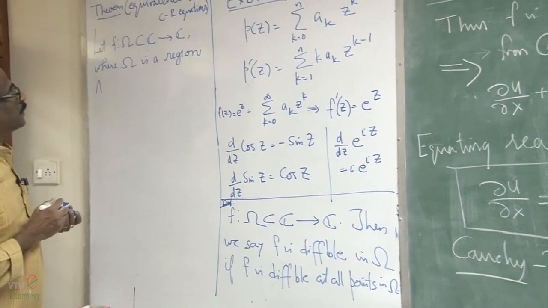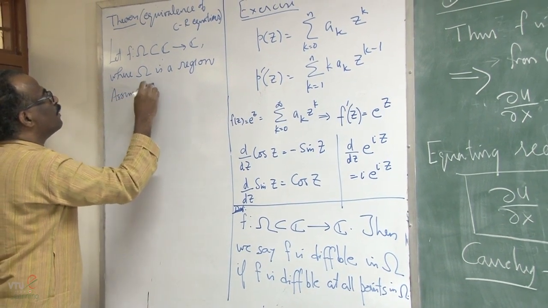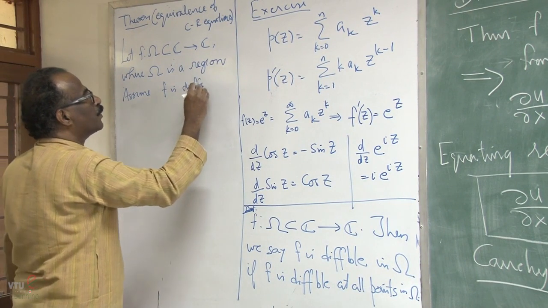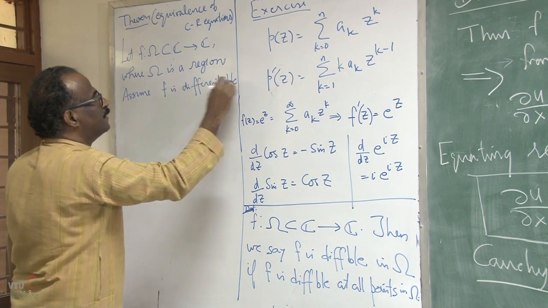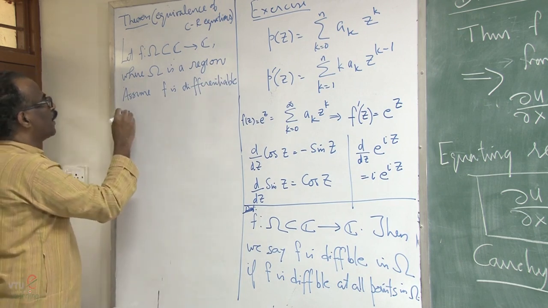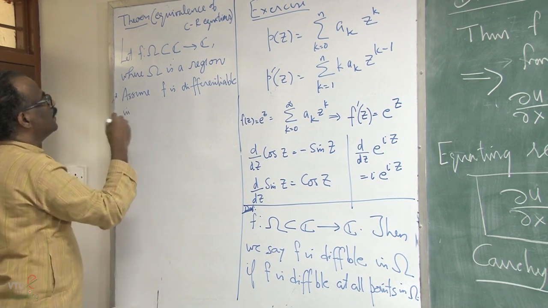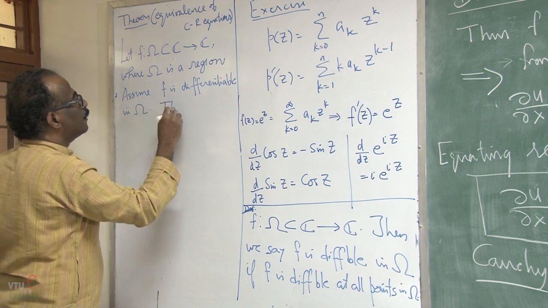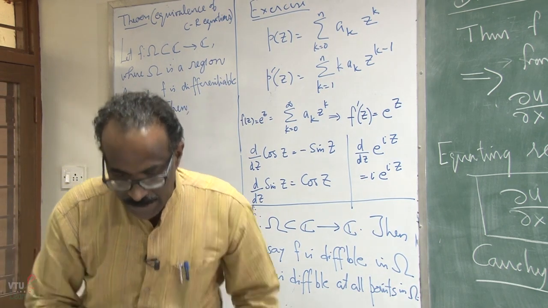That's the definition. So assume F is differentiable in omega. That's very important. Not just at one point, it's in a region. If F is differentiable in omega, then two conditions I want to write.